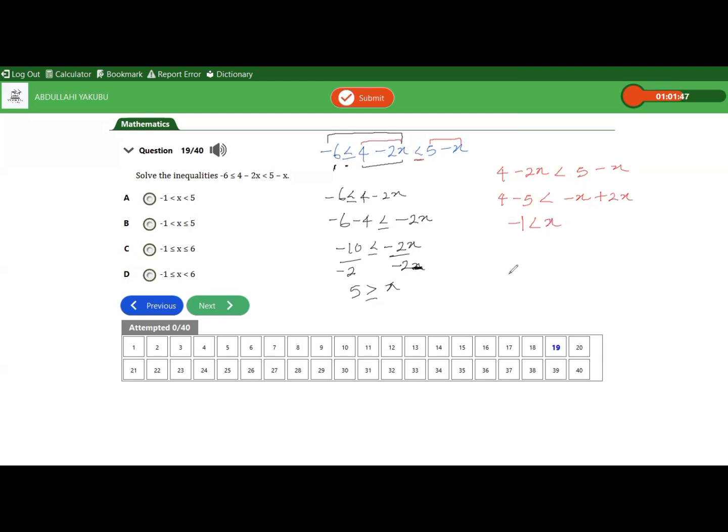So bringing this together, I can have minus 1 less than x. This is 5 greater or equal to x, which is the same thing. If you read it from this side, in this direction, it's saying x is less or equal to 5. So x is less or equal to 5. So that is what we have. Minus 1 less than x less or equal to 5, which is option B. I hope this is understood. Okay.